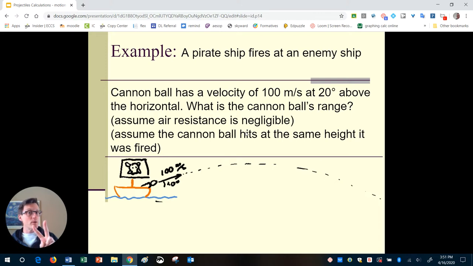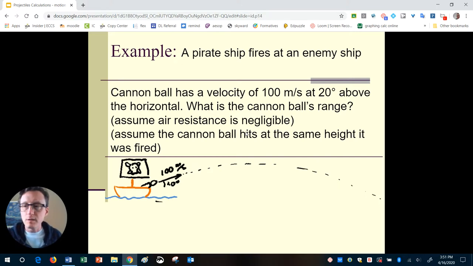Now, two things we're going to pretend here. One, we pretend there's no air resistance, because remember, air resistance makes our calculation a lot harder. We're just trying to figure out general patterns here. Two, we're going to pretend that the cannonball lands at the same height. So when it says above the quote-unquote horizontal, that's what that means. Imagine a horizontal line straight side to side, and imagine the cannonball coming out of your cannon.